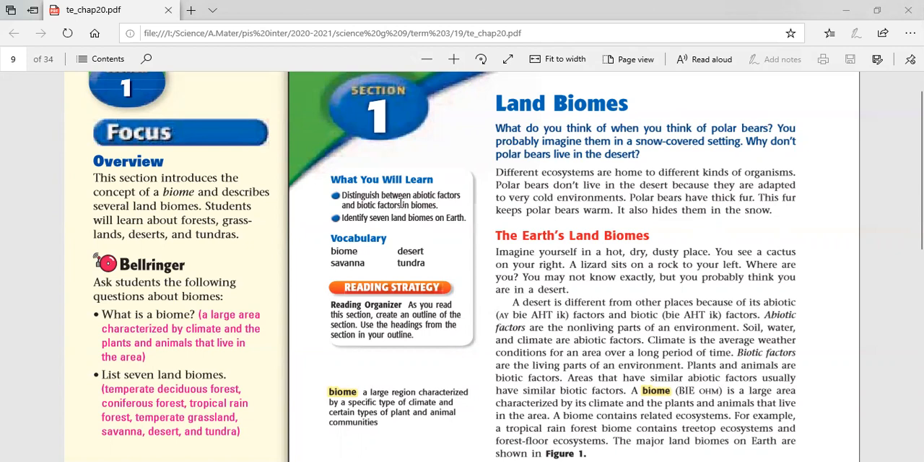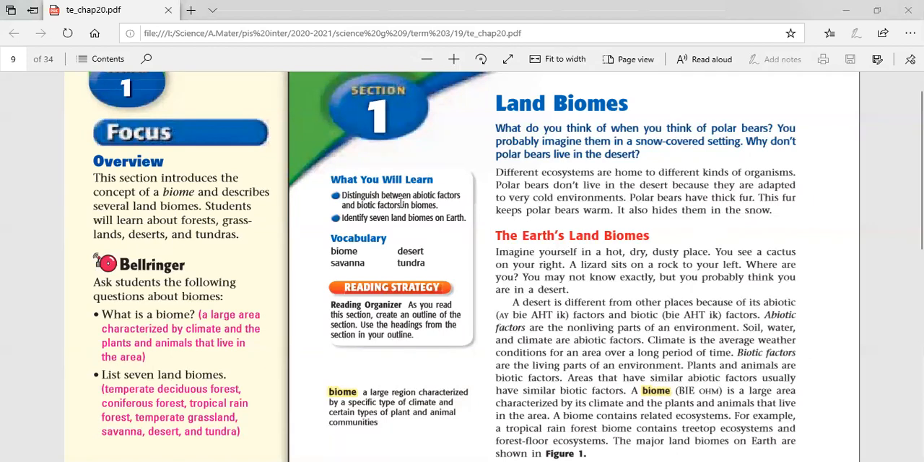First of all, we need to know what a biome is. A biome is a group of similar ecosystems. A large area, characterized by its climate and the type of plants found in that area, is called a biome. So any biome is made of similar ecosystems.